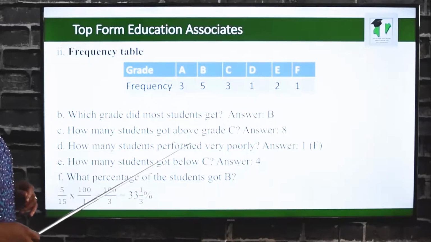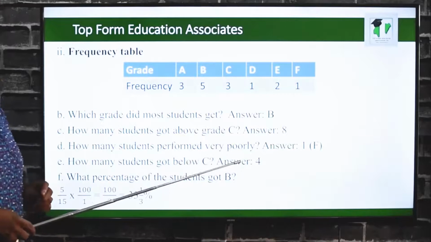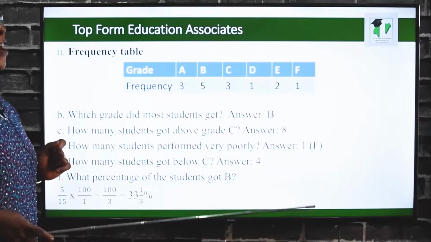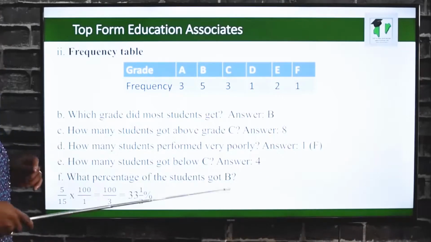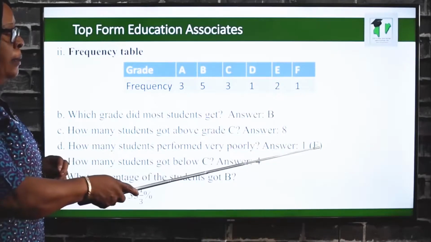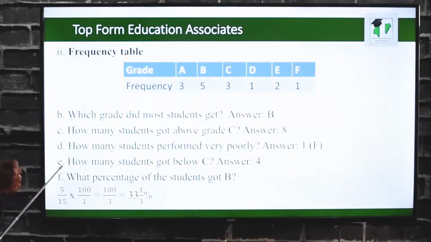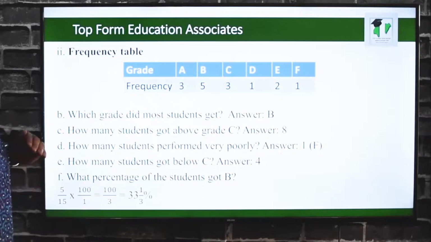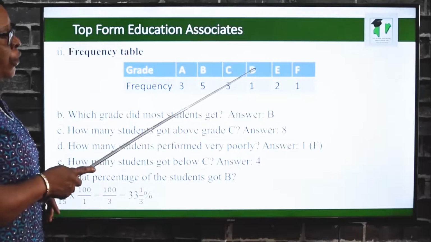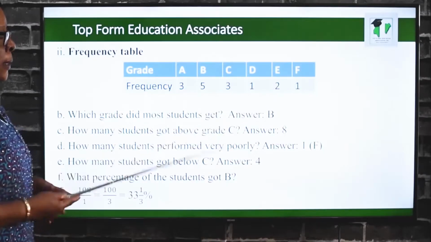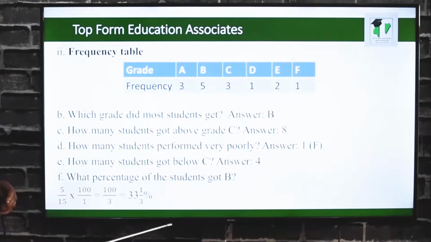How many students performed very poorly? Remember that the test results have been graded from very good A and very poor F. So how many students performed very poorly? Answer is just 1, F. E, how many students got below C? Below C. C is not inclusive. So below C, we'll have D, E, F. So how many students? 1 plus 2 plus 1. That would be 4 students.